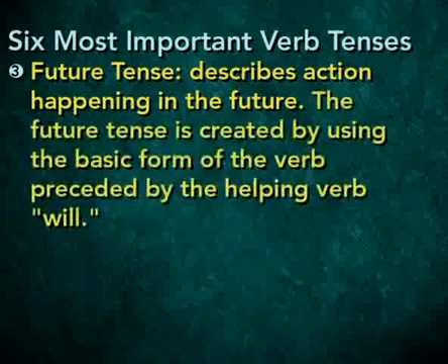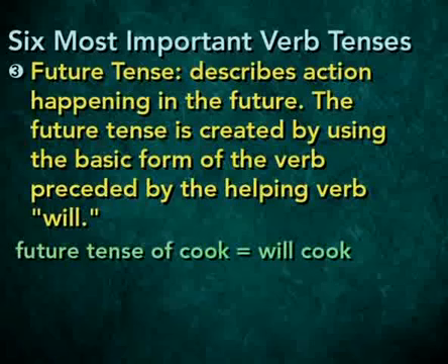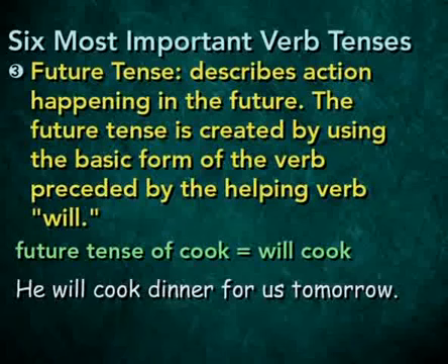Now, the future tense is created by using the basic form of the verb and preceding it with the helping verb will. Therefore, if we were describing something that's going to happen tomorrow, let's say, we would create the proper verb by using the helping verb will and adding that to the basic form of the verb, the infinitive. So the future tense of cook would be will cook, and we might say, he will cook dinner for us tomorrow. We're using the future tense because we're describing something that will happen in the future, namely tomorrow. And we use the basic form of the verb, cook, and precede it with a helping verb, will.